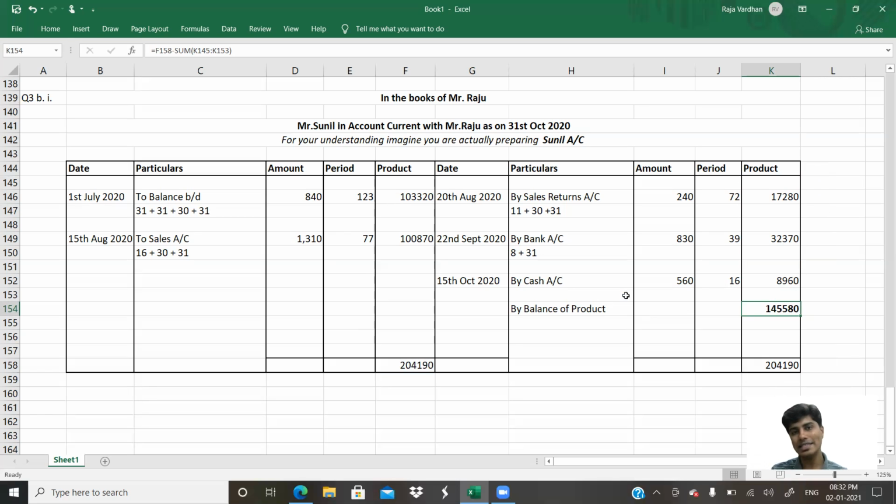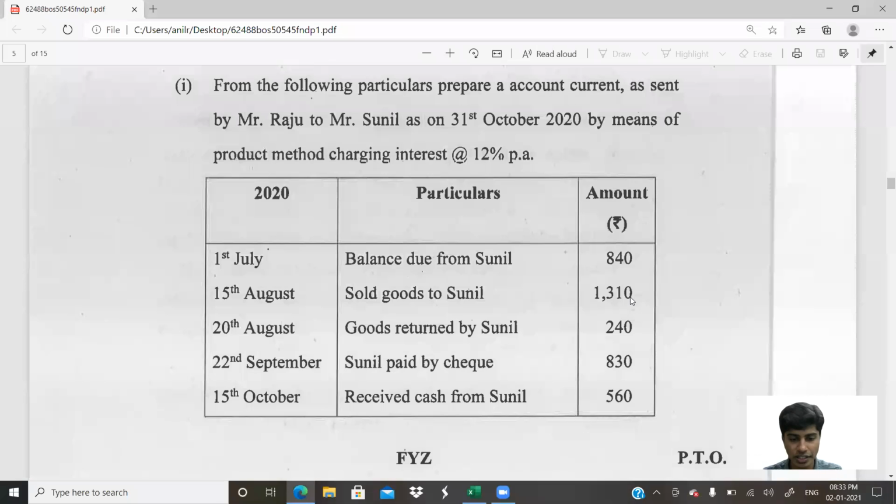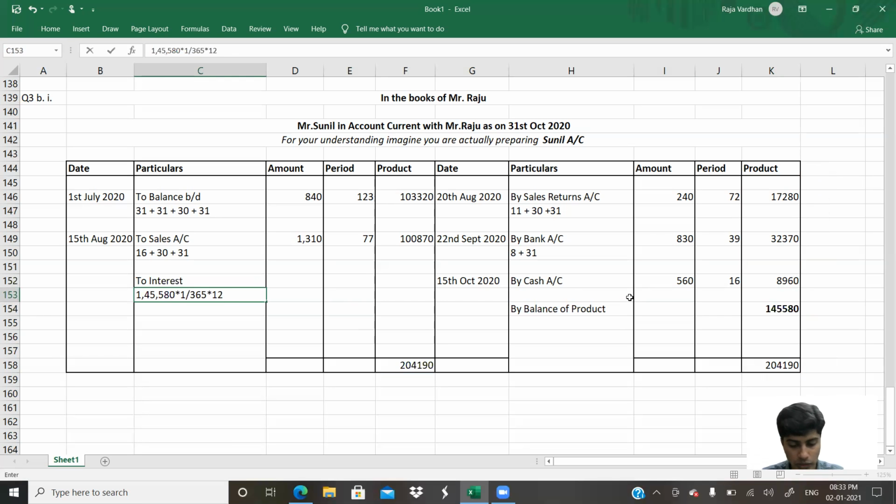Remember, if the balance is on the credit, interest will come on the debit. If the balance is on the debit, interest will come on the credit. Opposite side. Yeah, here I'll write to interest. How did I find it? It is 1,45,580 multiplied by 1 divided by 365 multiplied by what is the rate of interest? 12%. Now you might ask me the question, sir, what is this nonsense 1 by 365?